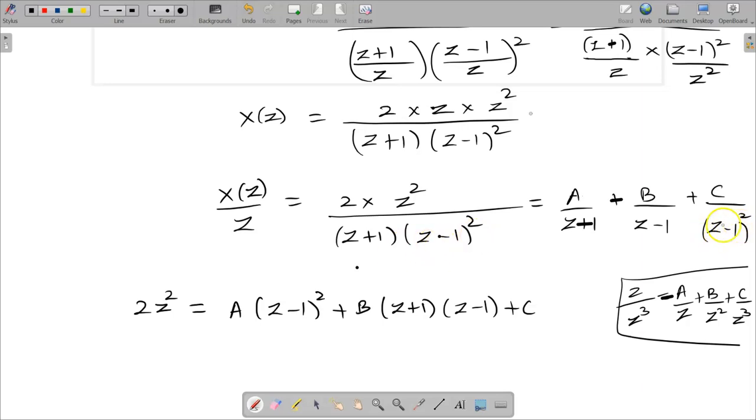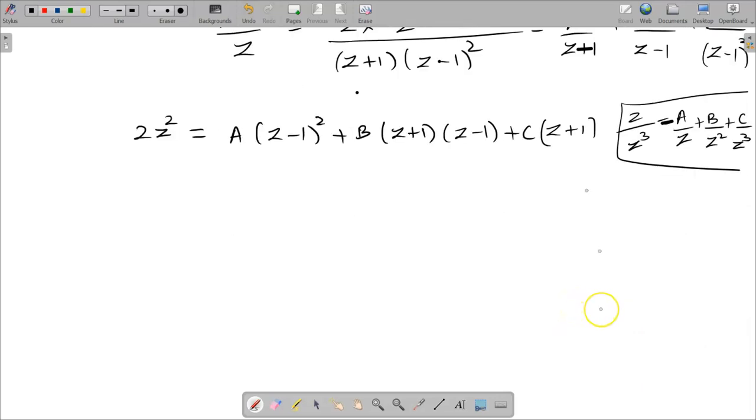Here also Z minus 1 the whole square. So leave this term. Only we have to multiply with Z plus 1. So Z plus 1 we have to multiply with C. So now we have to find out what are all the A, B, C. So for that we have to substitute the value of Z such that each and every term gets cancelled.